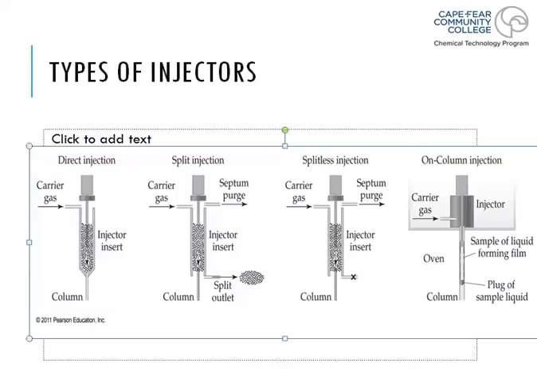And then finally, here's my on-column injection. So there's my injector, and that sample gets basically directly injected onto the column, and this is slowly heated up little bit by little bit, and it allows those very low boiling point volatile organic compounds to come off one at a time. So on a test, what you might expect is maybe a drawing of one of these, and it will say, which one is it? Is it on column? Is it splitless? Is it split? Is it direct? Which one do you have at this moment in time?